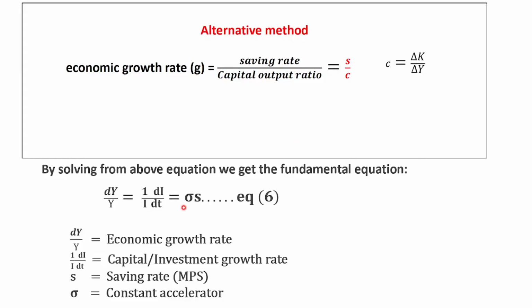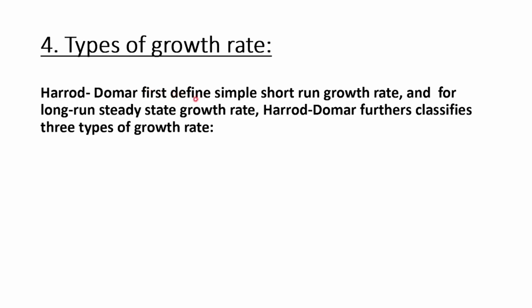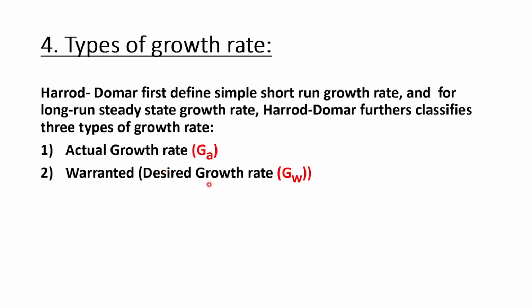Besides this fundamental equation, the short-run growth rate, Harrod-Domar also defines other types of growth rate. Harrod-Domar first defined the simple short-run growth rate, and for the long-run steady state growth rate, Harrod-Domar further classifies 3 types of growth rate: the actual growth rate, the warranted or desired growth rate, and the last one is the natural growth rate. So now we are going to talk in detail about all these 3 growth rates.